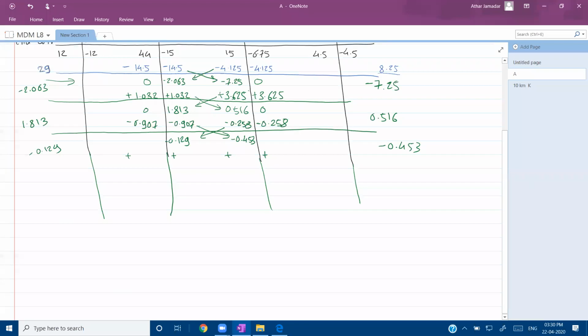So 0.129 into 0.5, so 0.065. Here also 0.065, because on both hand side TF is same, and this 0.453 into 0.5 is going to be 0.227, 0.227. Again we have to perform another iteration.